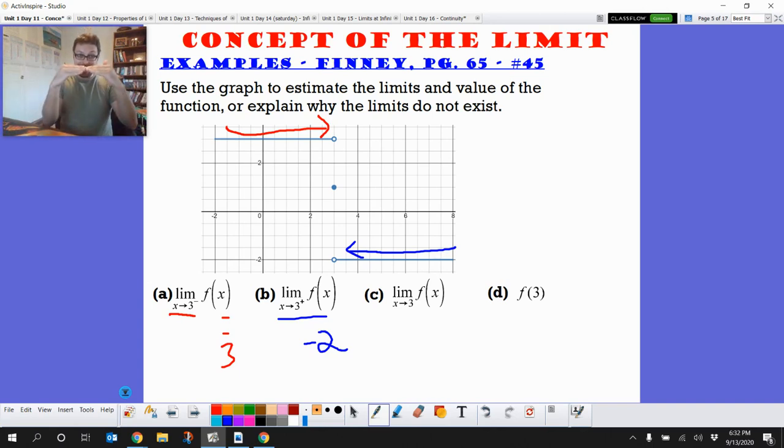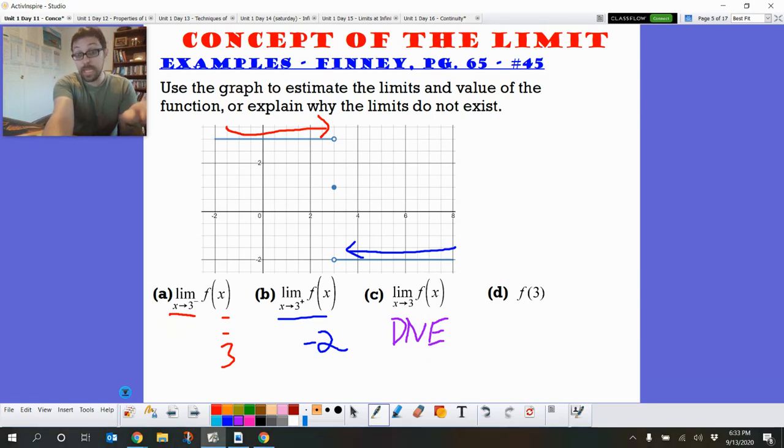Since those aren't meeting at the same thing, since they don't match up, there is no limit. So in this case, the limit does not exist. We want them to be tending towards the same thing, with both the left and the right meeting at the same spot. Then we've got a nice limit. Since these don't match, this limit does not exist.